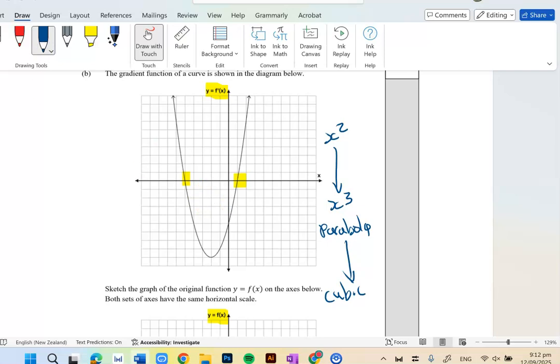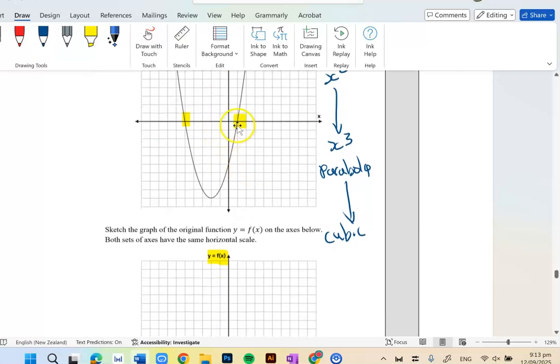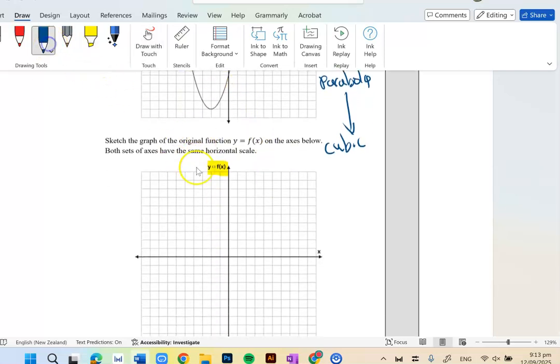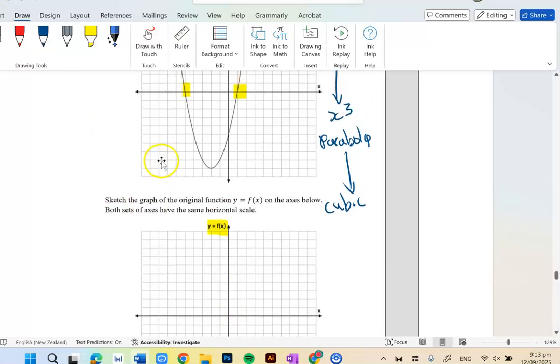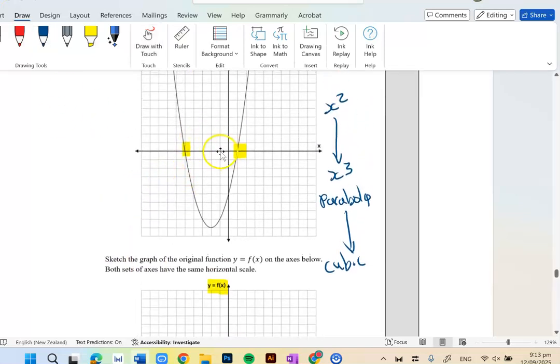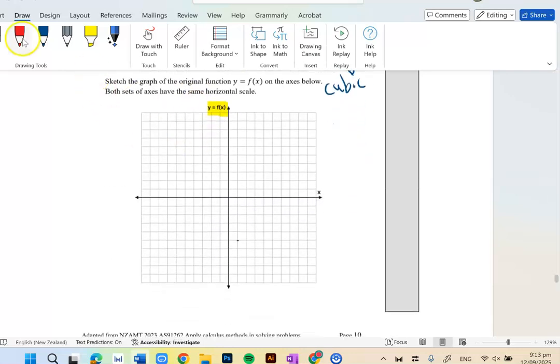So 1 there and 1 there. So if I go down here and mark it out, that's at around 1. So if I just make a little mark, and remember it's positive, so this is going to be my minimum, and the local maximum is about 5. So 1, 2, 3, 4, 5, we'll just make it here. So our graph will look something like this.